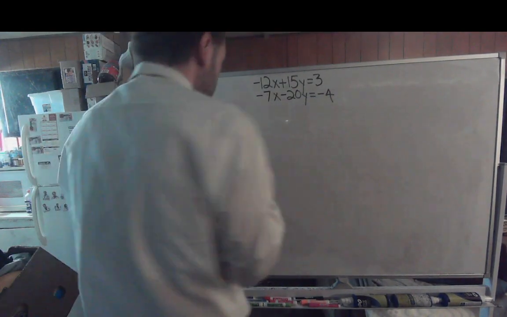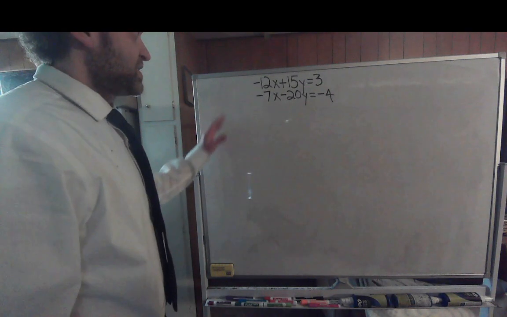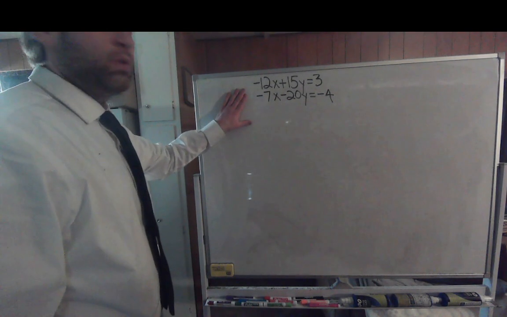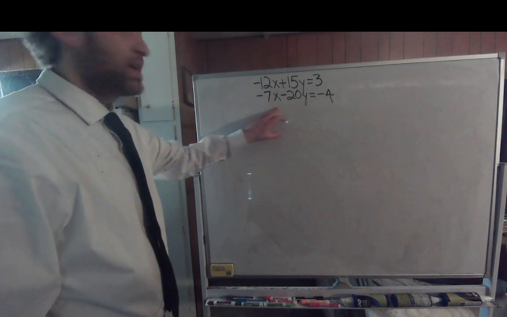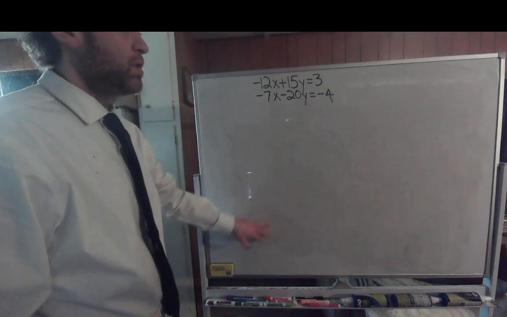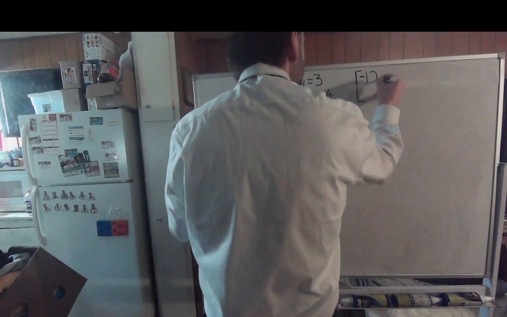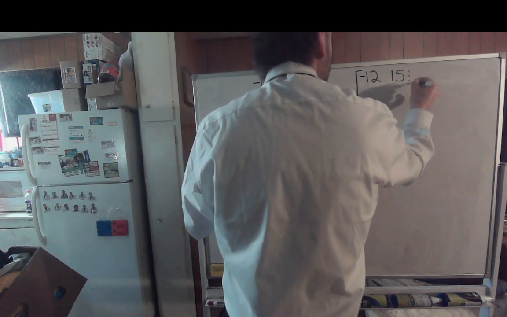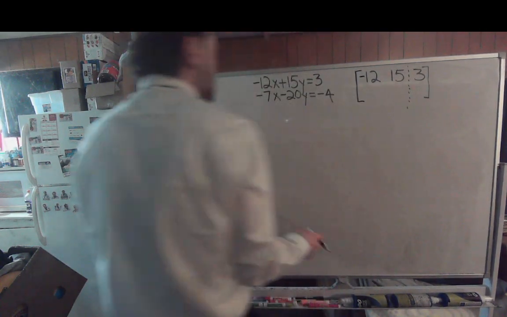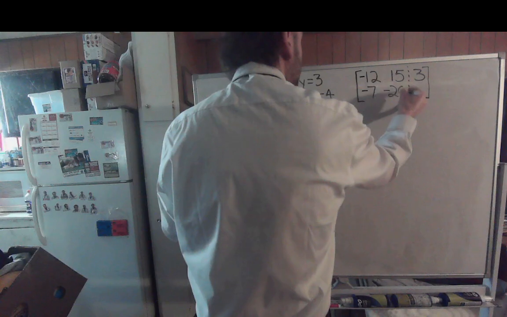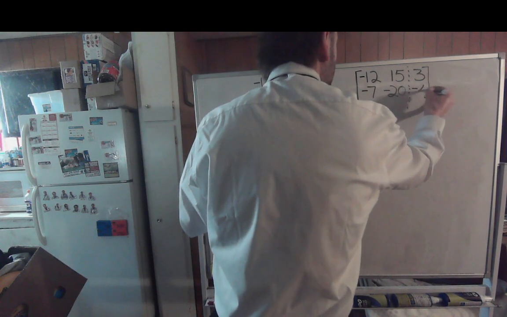Alright, so here's the last problem. We have this system, negative 12x plus 15y equals 3, negative 7x minus 20y equals negative 4. Well, let's set up our matrix to begin with. So in the first row, the negative 12 on the x, the 15 on the y, and then to the right of the augmented line, you'll put the 3. And then take the negative 7 on the x, the negative 20 on the y, and then the negative 4 to the right of the augmented line.